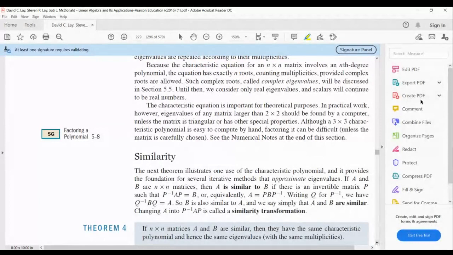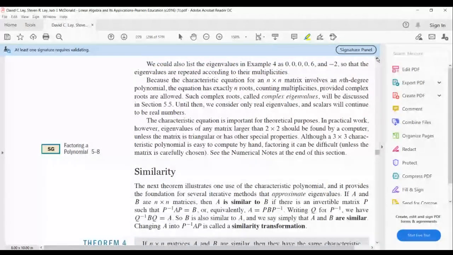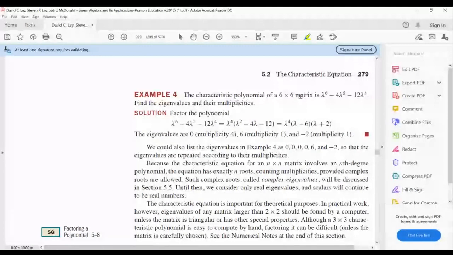Now, another thing that is mentioned, let me just see here. In example 4, they say find the characteristic polynomial of this 6th degree polynomial. So it can be factored, and then you get your eigenvalues. And they talk about these multiplicities. The eigenvalue 0 has multiplicity 4. Eigenvalue 1 has multiplicity, 6 has multiplicity 1. Eigenvalue -2, multiplicity 1.